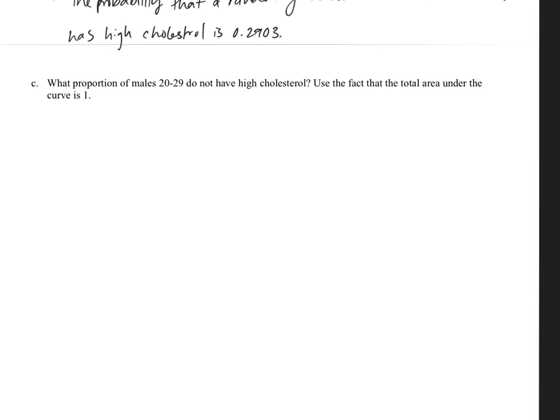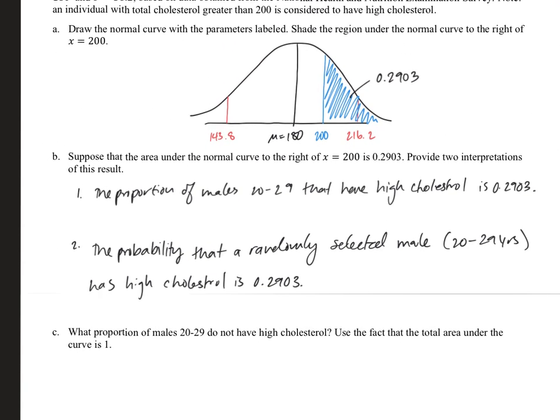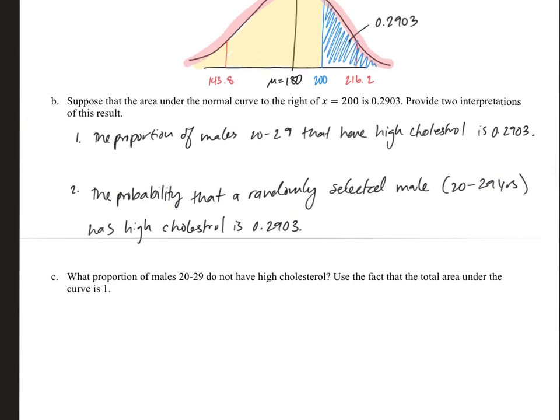So C, what is the proportion of males 20 to 29 years old that do not have high cholesterol? Use the fact that the total area under the curve is 1. Okay, so we're trying to figure out the proportion that doesn't have high cholesterol. So those are the people whose cholesterol is below or to the left of 200. And we know the total area of this whole thing is 1. So to find the area in yellow, what should we do? Well, we'll do 1 minus 0.2903. So 1 minus 0.2903, what do I get?